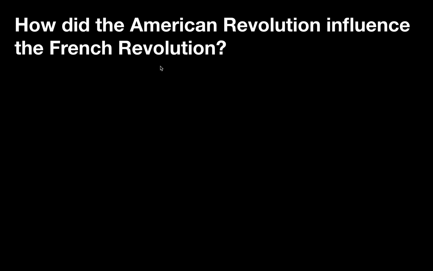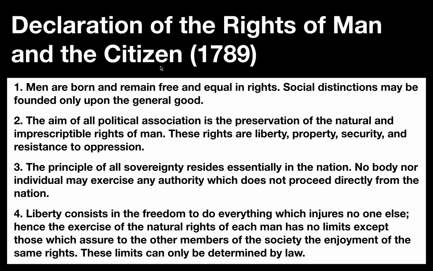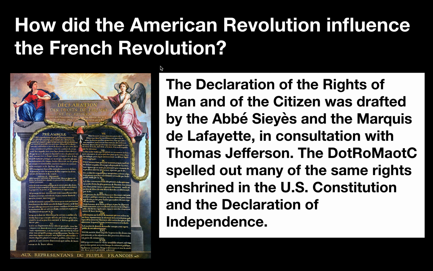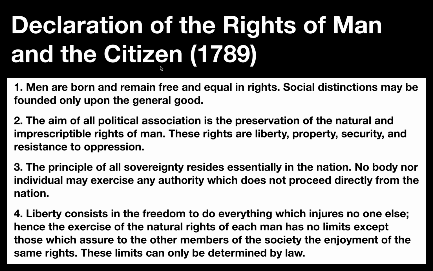So how the American Revolution influenced the French Revolution, you can see it in the documents. The Declaration of the Rights of Man and Citizen was a document created by the French Revolution. We're going to look at how it was inspired by things like the Constitution and the Declaration of Independence. In fact, Thomas Jefferson helps write the Declaration of the Rights of Man and Citizen. So we'll see some parallels here.